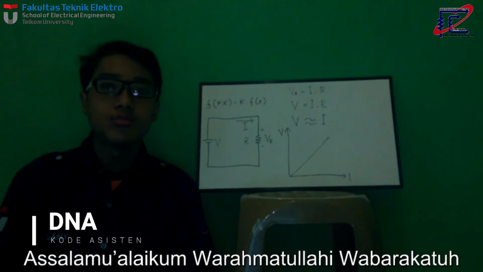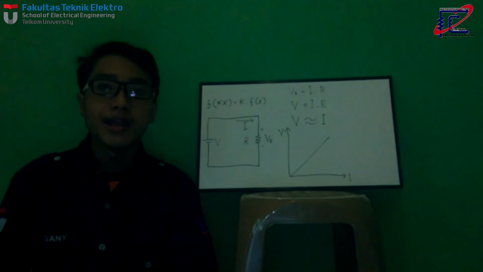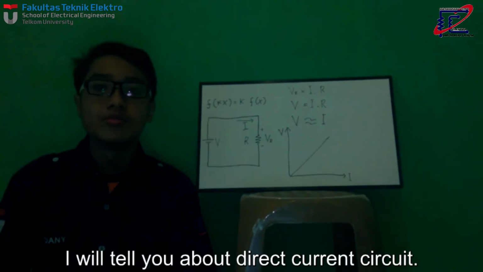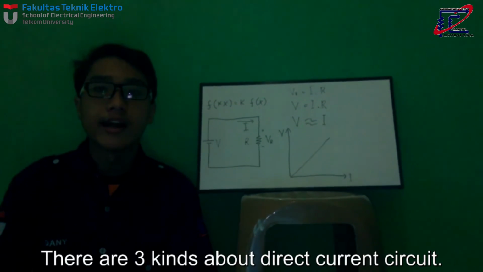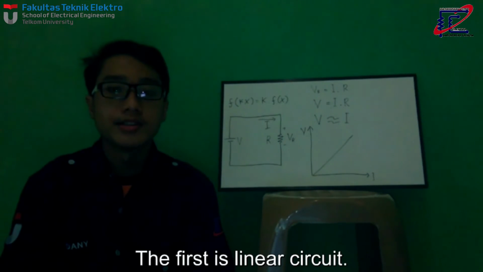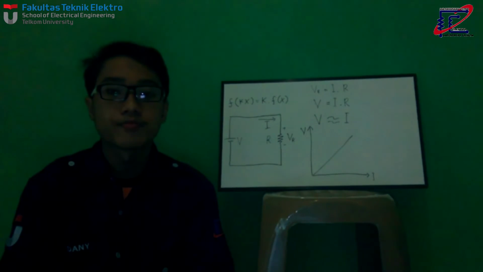Assalamualaikum warahmatullahi wabarakatuh. My assistant code is DNA. I will tell you about direct current circuits. There are three kinds of direct current circuit. The first is the linear circuit.